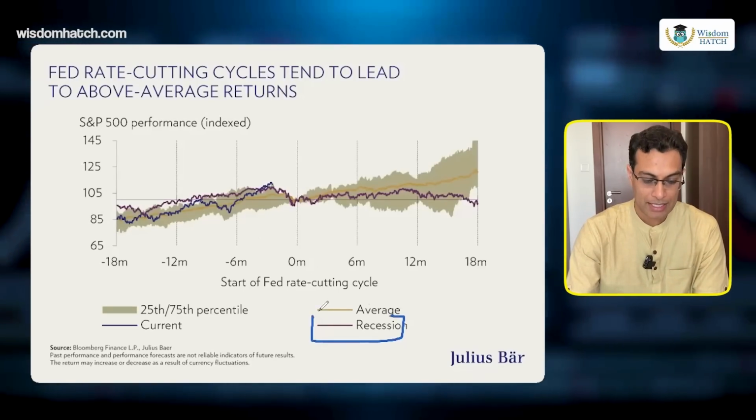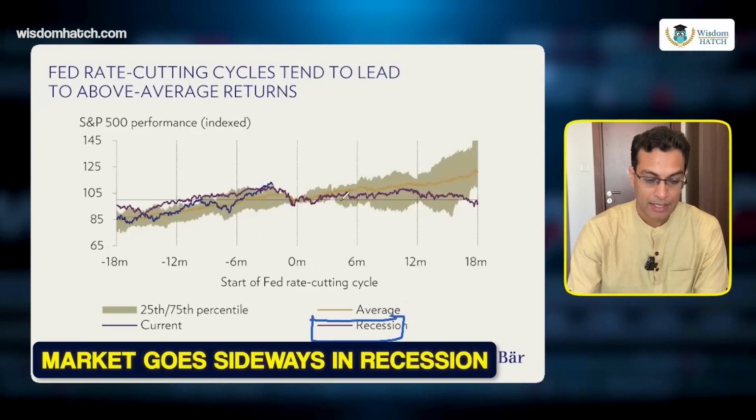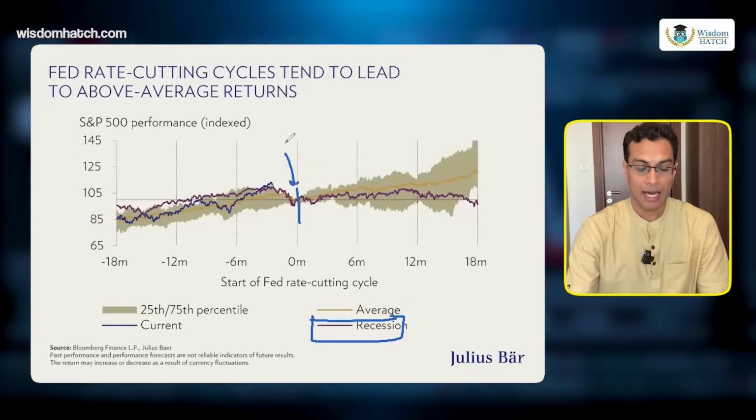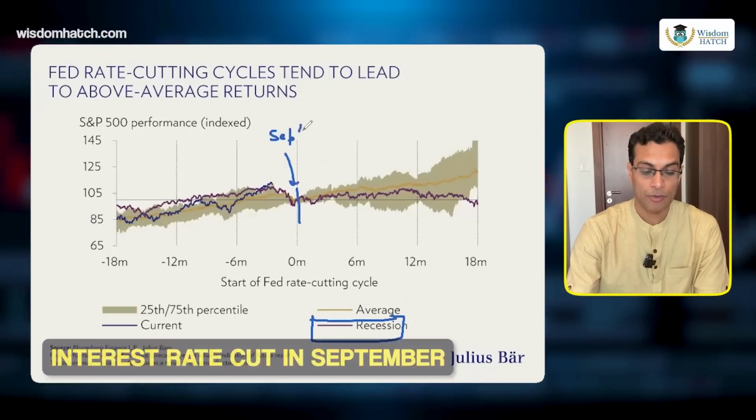The second factor is much more in our control in terms of analysis. So let me explain this chart and then I will jump into it. What this chart shows is that if there is a recession, then the market goes sideways, right? So for example, the interest rate cuts are now likely to happen in September of 24, right?